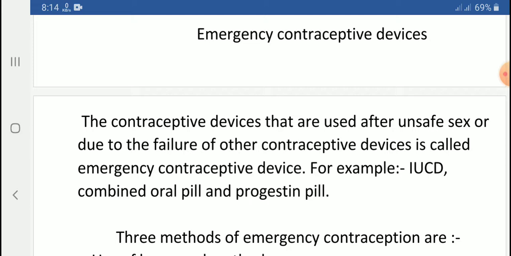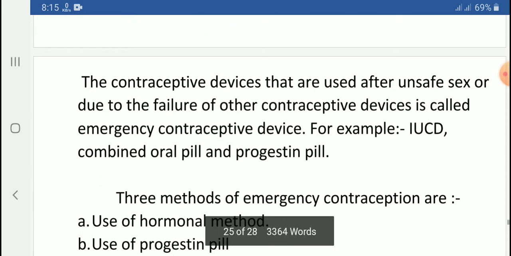The definition of it goes like this: the contraceptive devices that are used after unsafe sex. You just have to understand one thing, that emergency contraceptives are always used after having unsafe sex, or due to the failure of other contraceptive devices. Examples of emergency contraceptive devices are IUCD, combined oral pill, and progestin pill. These are the three examples.